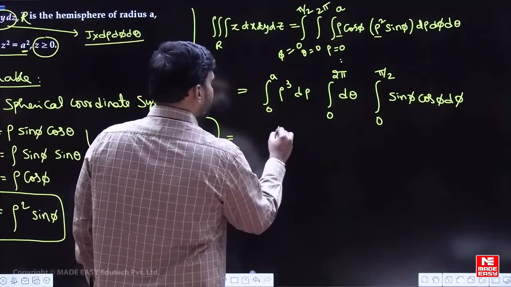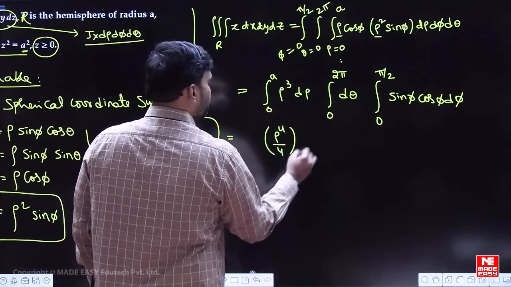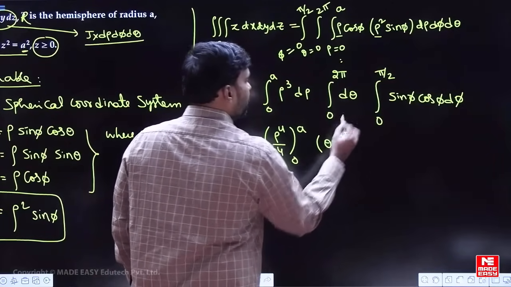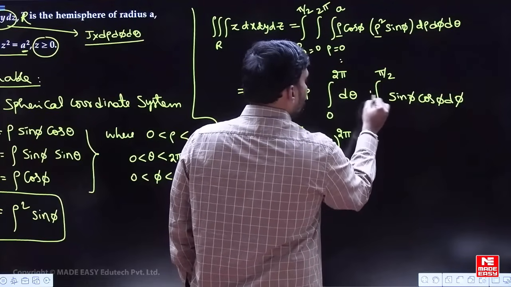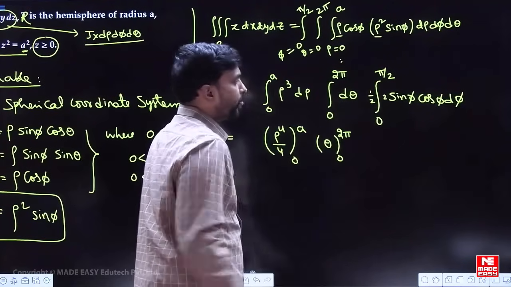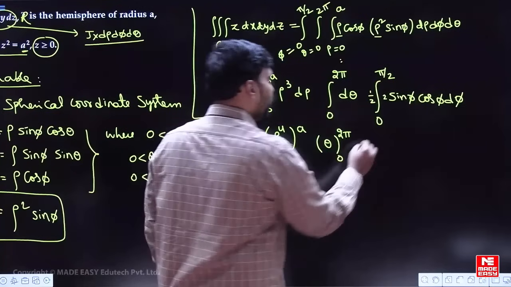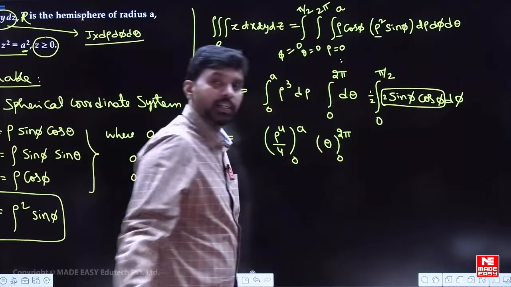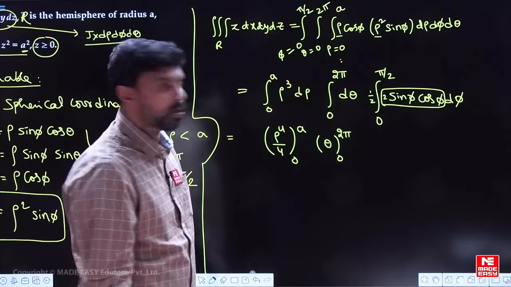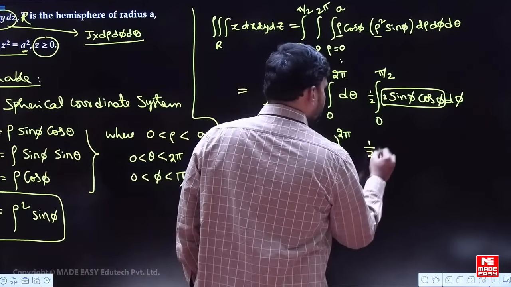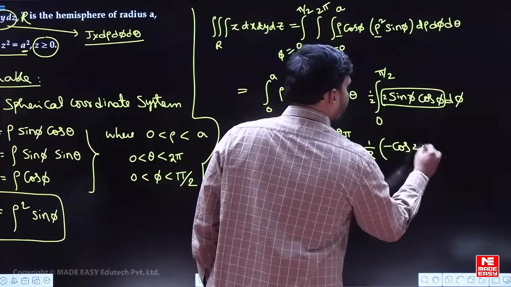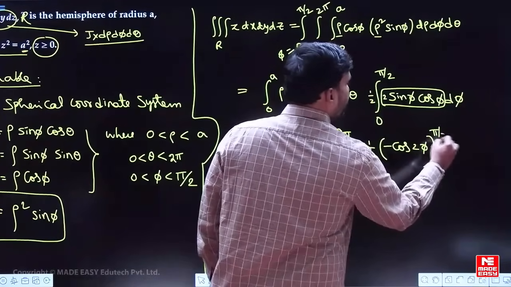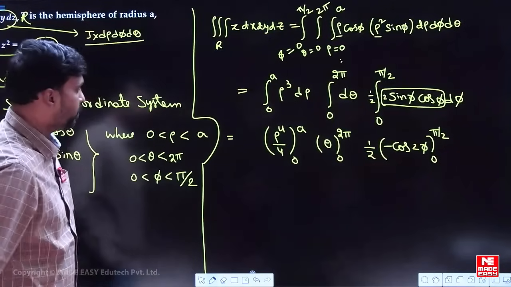So this becomes rho power 4 by 4 from 0 to a here, and this becomes theta from 0 to 2 pi here, and this becomes, if you multiply and divide by 2, beta, sin 2 phi by 2, right or not? So the integration of sin 2 phi is minus cos 2 phi by 2. So it is 1 by 2 into minus cos 2 phi, from 0 to pi by 2 you can take it.